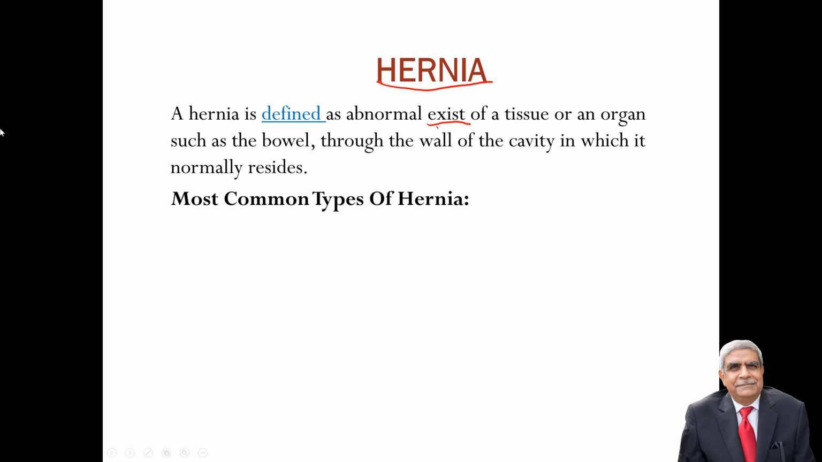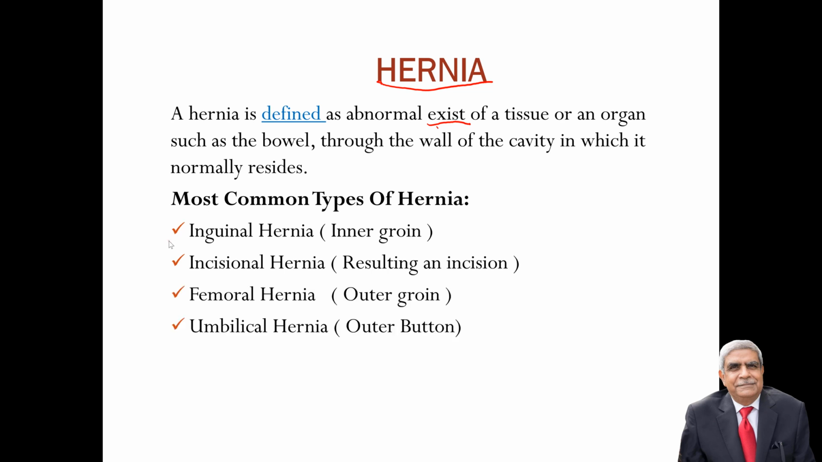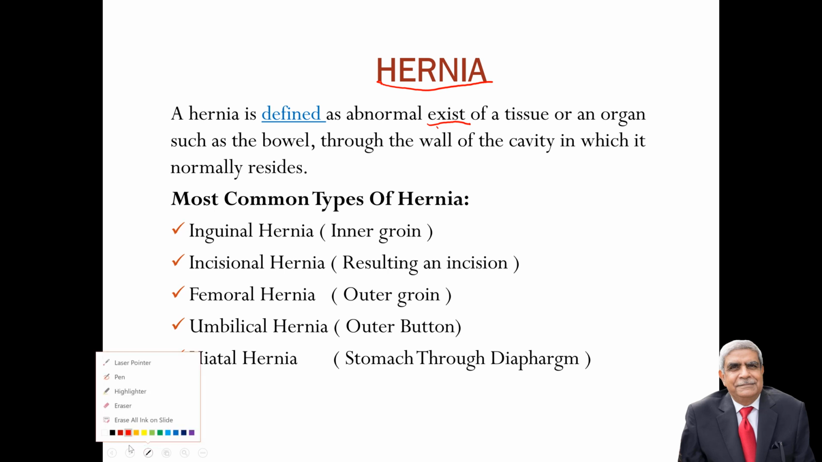Now, there are many types of hernia, and the most common ones we are going to name, and we will discuss hiatal hernia in detail. Number one, inguinal hernia, present in the inner groin. Incisional hernia, resulting from an incision. Femoral hernia, outer groin. Umbilical hernia, present at the belly button site. Hiatal hernia, stomach through the diaphragm. So this is the topic which we will focus on, and this is important from your examination point of view.